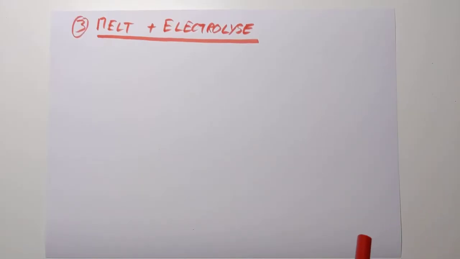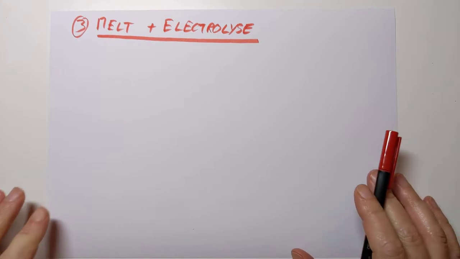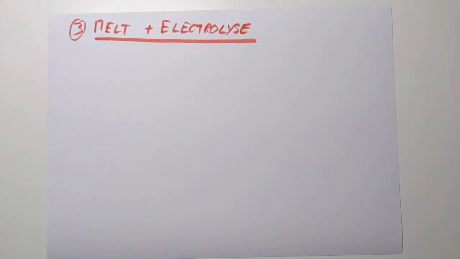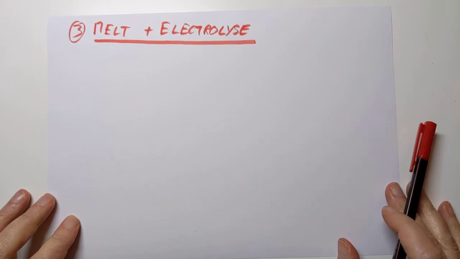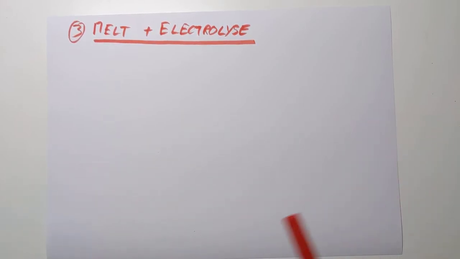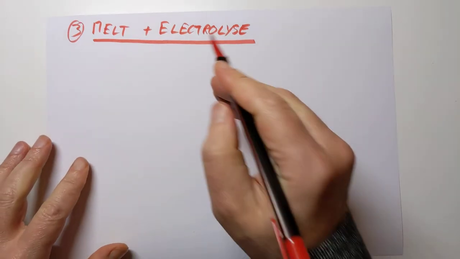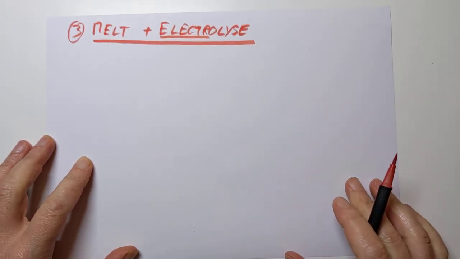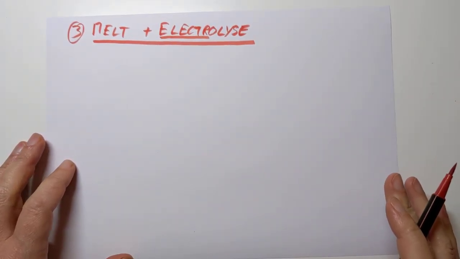Okay, method three is by far and away the highest tech method, which explains, by the way, why we have only had aluminium for a couple of hundred years. And in fact, when it was first made, 1 kilogram of aluminium was worth more than 1 kilogram of gold. Because it required the brand new fangled technology of electrolysis, which you can't do unless you have electricity, which has only been with us for a couple of hundred years.